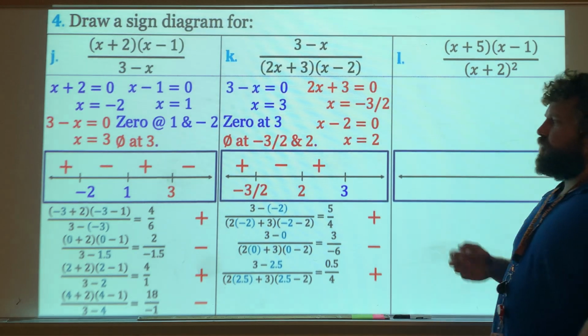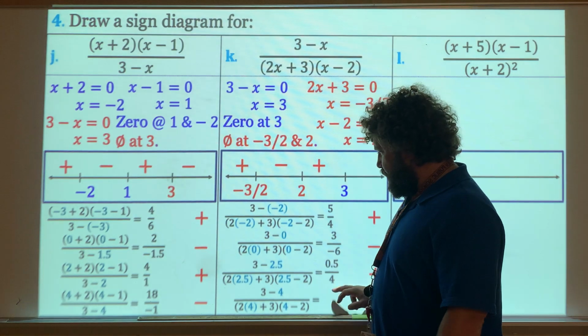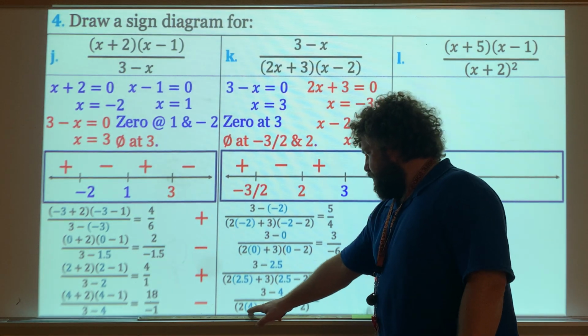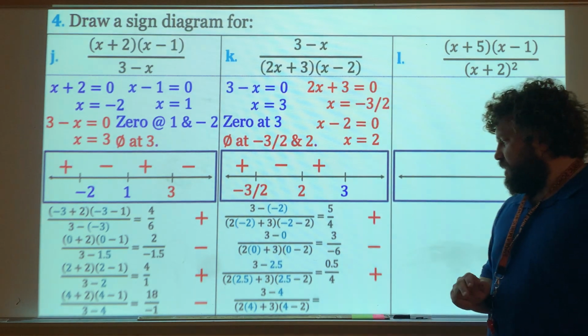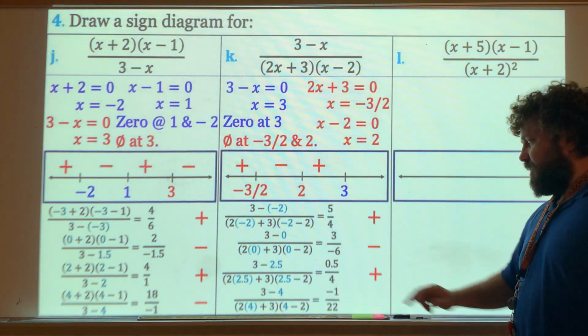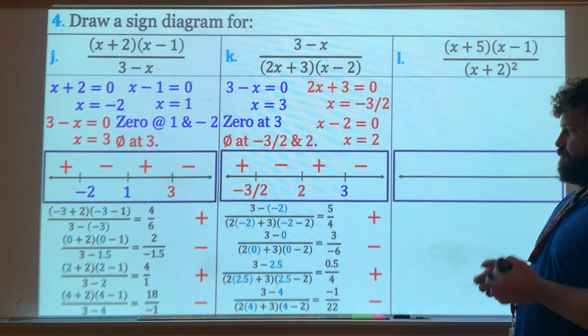A number greater than 3 is 4. 3 minus 4 is a negative. Negative 1 up top. 8 plus 3 is 11. Positive. 4 minus 2 is positive 2. 2 times 11 is 22. So you got negative 1 over 22, which is a negative number. Once again, the numbers don't matter. All that really matters is the signs.